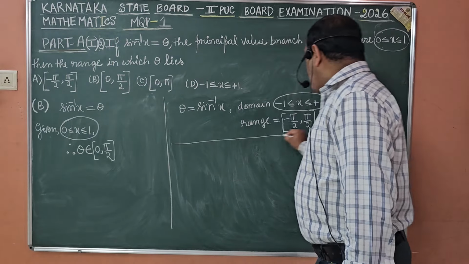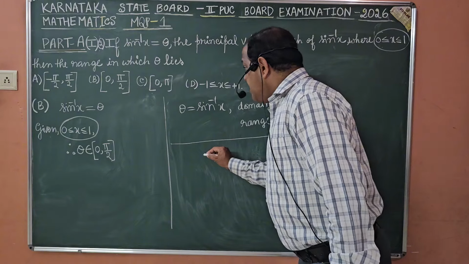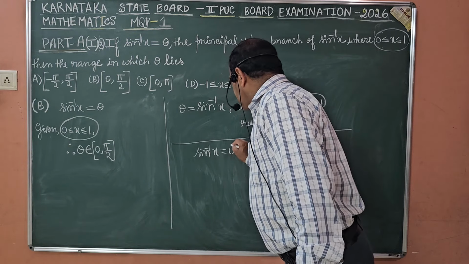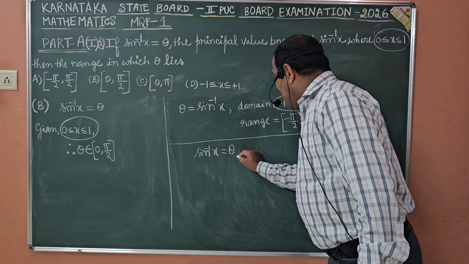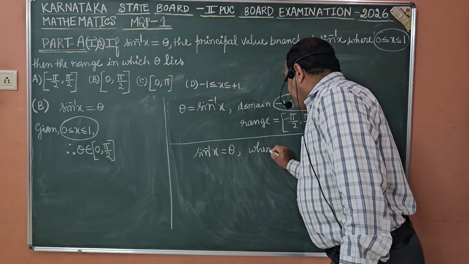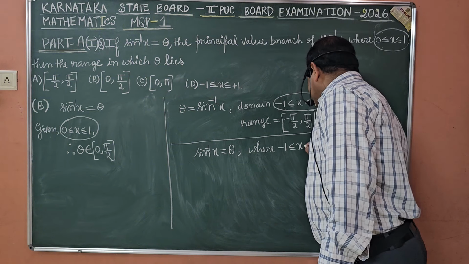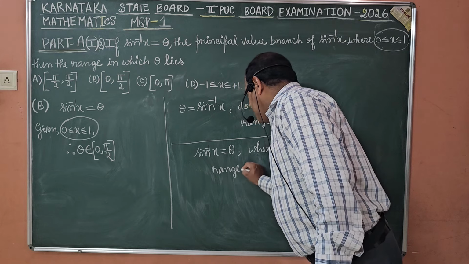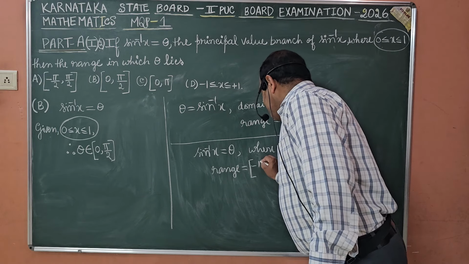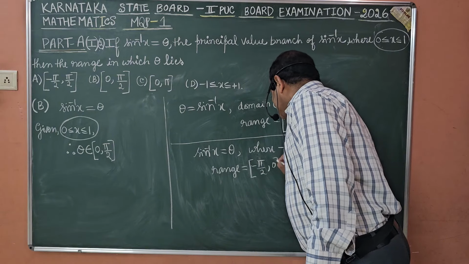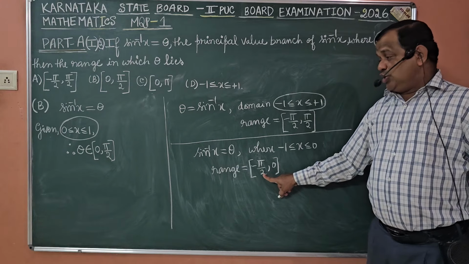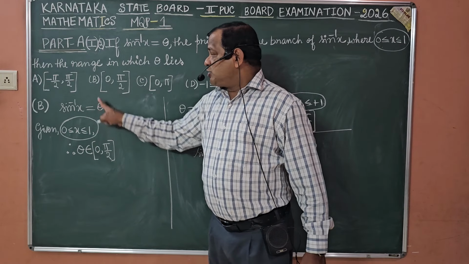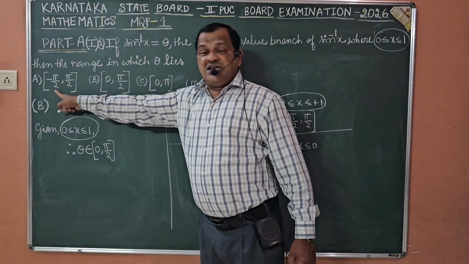I would like to give one bonus question along with this. Had they given the question like this, sin inverse X is equal to theta, then the principal value branch where minus 1 is less than or equal to x less than or equal to 0, the range would have been the closed interval minus pi by 2 to 0. That is in fact negative. Whereas here, since it is only from 0 to 1, it is in the first quadrant. So the correct option is B, not A.